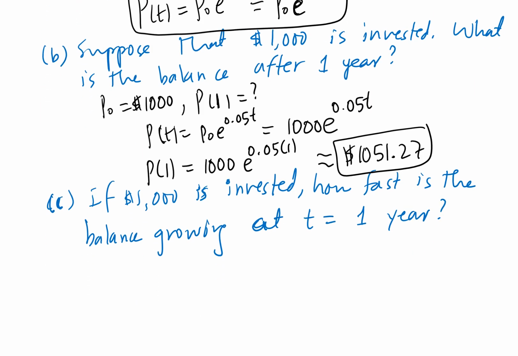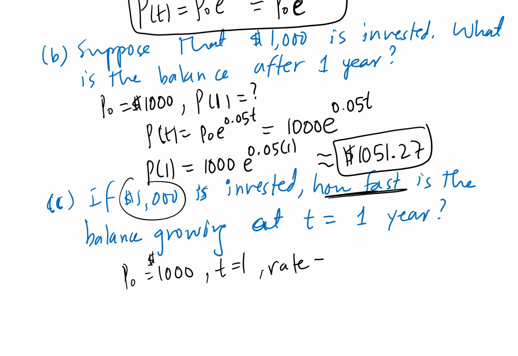Now, if $1,000 is invested, this means the initial amount is still 1,000. How fast is the balance growing at 1 year, or after 1 year, or exactly at 1 year? Notice what they ask us. They give me P sub 0. They give me the time. How fast is the balance growing? They're talking about the rate. That's what they mean by how fast. What is the rate?